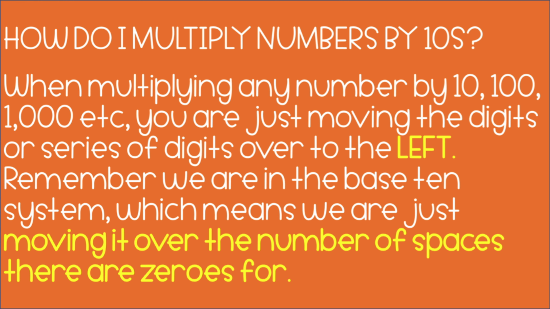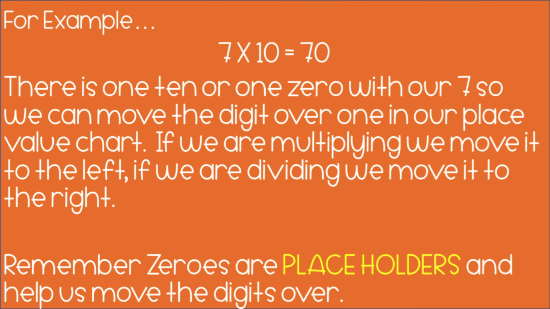Remember that we're in base 10 system, which means that we are just moving it over the number of spaces that there are zeros for. For example, 7 times 10 equals 70. You probably already know that from your math facts. There is one 10 or one 0 with our 7, so we can move the digit over 1 in our place value chart. If we're multiplying, we move it to the left. If we're dividing, we move it to the right. Remember, zeros are placeholders and help us move the digits over.